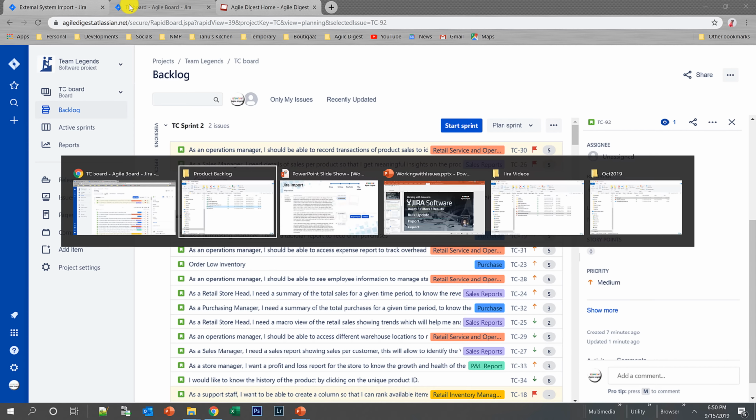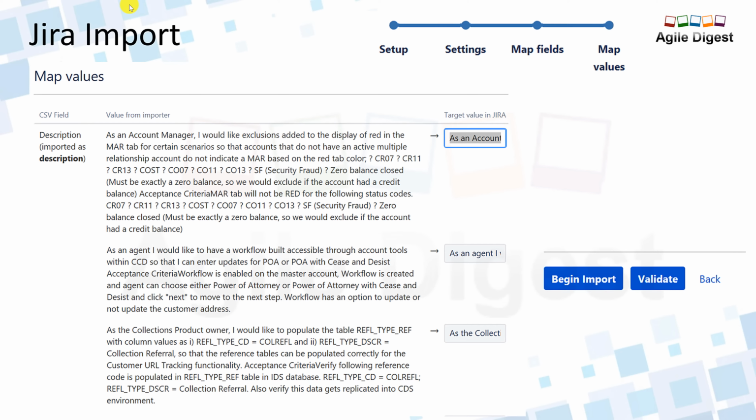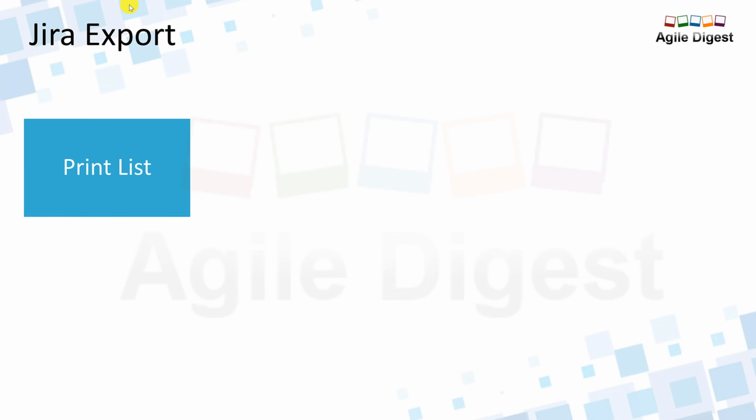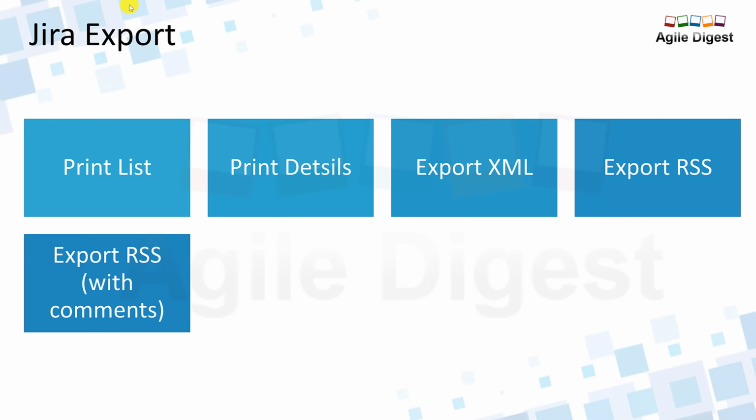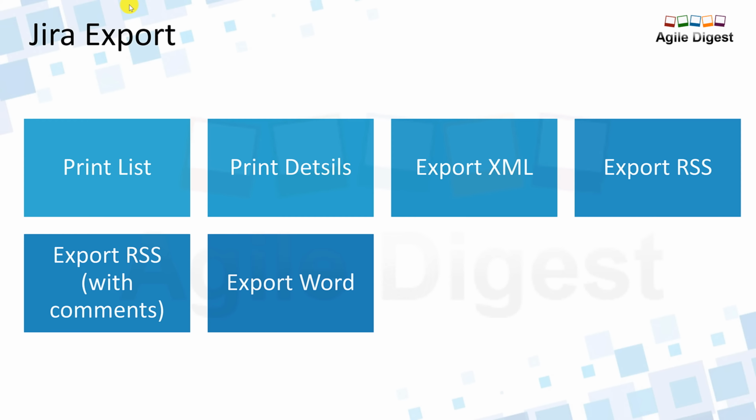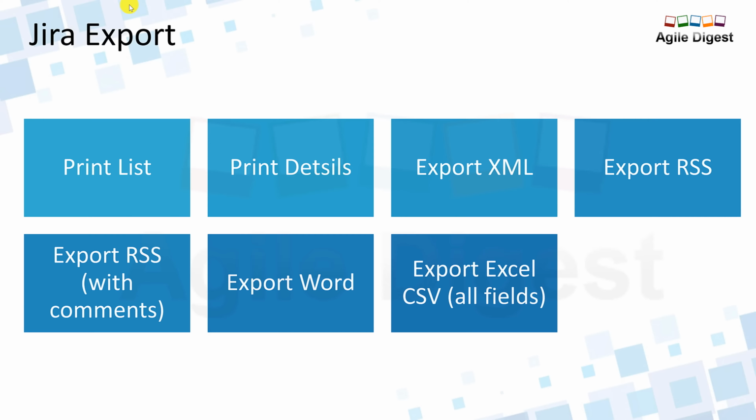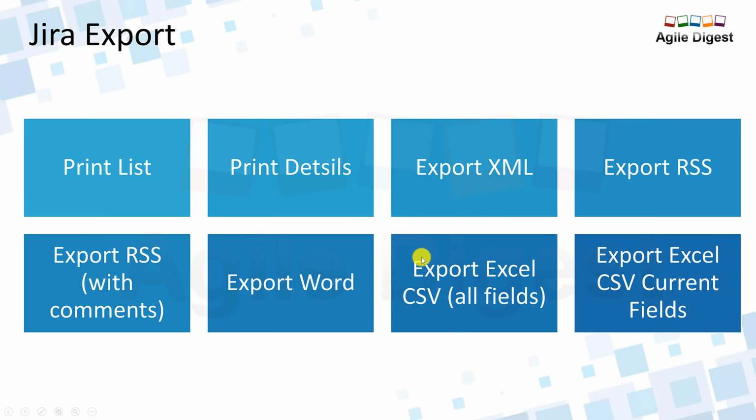And similarly, when you are exporting, it's very simple. You can export to print list, print details, export to XML, export to RSS, export RSS with comments. I'm not talking about more of them. Export Word or export Excel. The most important ones that you use are export Excel CSV all fields and export Excel CSV current fields. For manual reporting in Excel, for many graphs you want to generate, or if you want to migrate to some other tool, or do any permutation combinations or reporting matrices, you can still do that using this Excel.